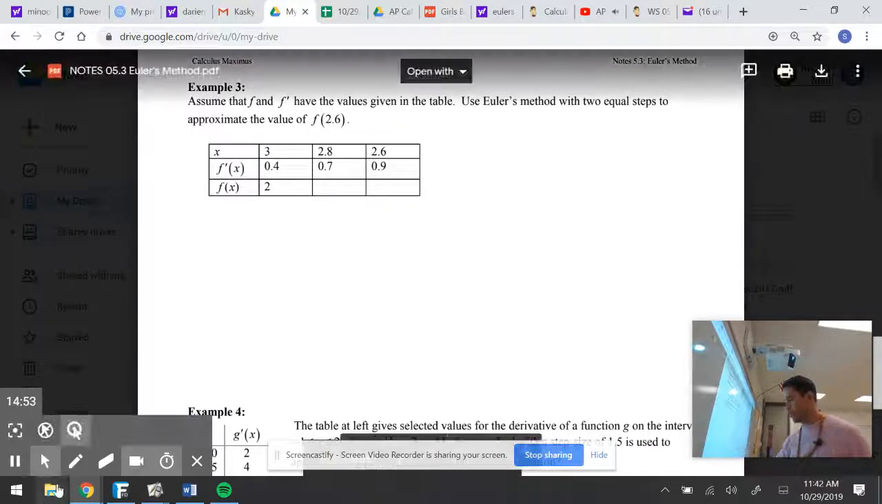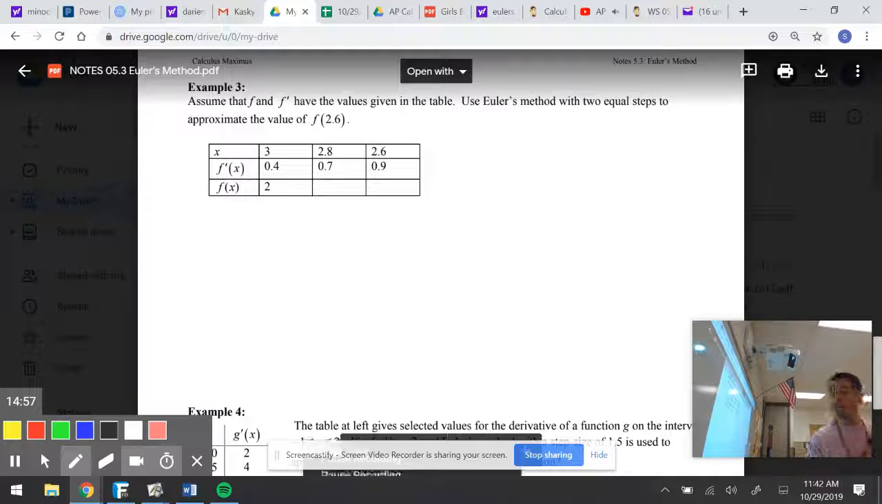Now, remember, the AP loves to do this. What is the AP going to do? They'll give you the problem using Euler's method, and then they'll give us a table. Just going back to this. Oh, at least it's working. Okay, sweet.